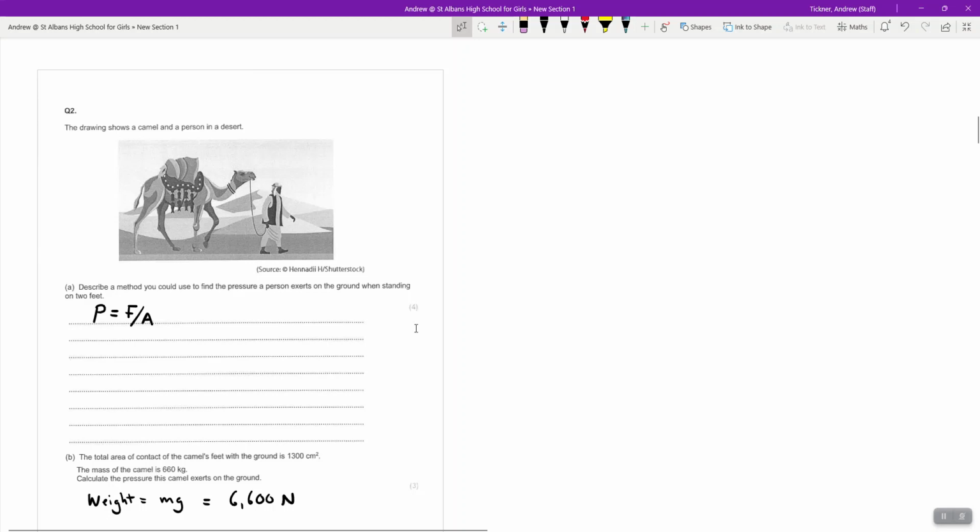Okay, question 2. This is one I want to talk a little bit more detail about. So we've got a camel and a person in the desert, and we want to describe a method you could use to find the pressure a person exerts on the ground when standing on 2 feet. And that pressure is force over area. We want to be really careful with our language. Okay, and we want to be really clear to an examiner that we're using the right word.